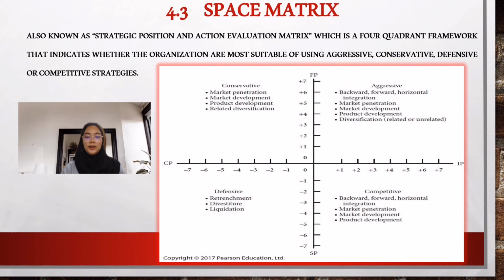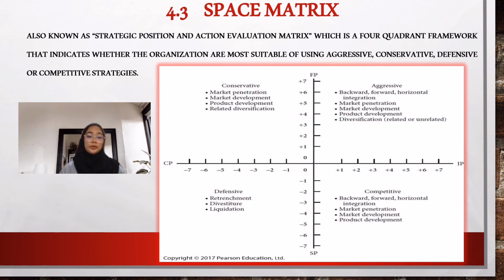The next one, 4.3 SPACE matrix. It is also known as the strategic position and action evaluation matrix, which has a 4-quadrant framework that indicates which strategies the organization is most suited to use. Among them are aggressive strategies.